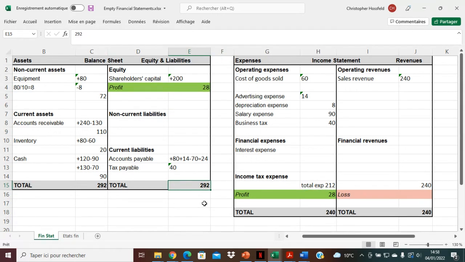Okay, so this would be the balance sheet and the income statement that I would put in my financial statements, and that the shareholders or the creditors or whoever is reading the financial statements would see.